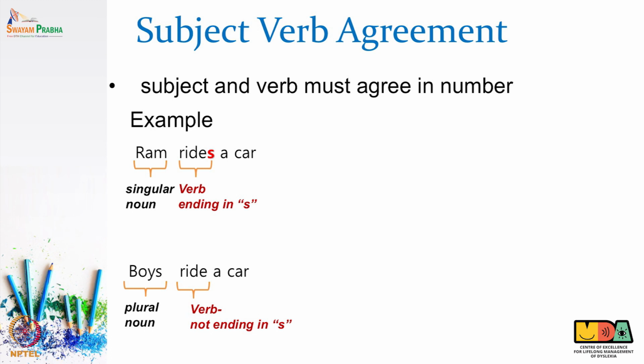Let us look into another example. "Boys ride a car." Boys is a plural noun and the verb ride has no ending S in it. This needs to be pointed out again to the child for the child to understand the usage of subject verb agreement.